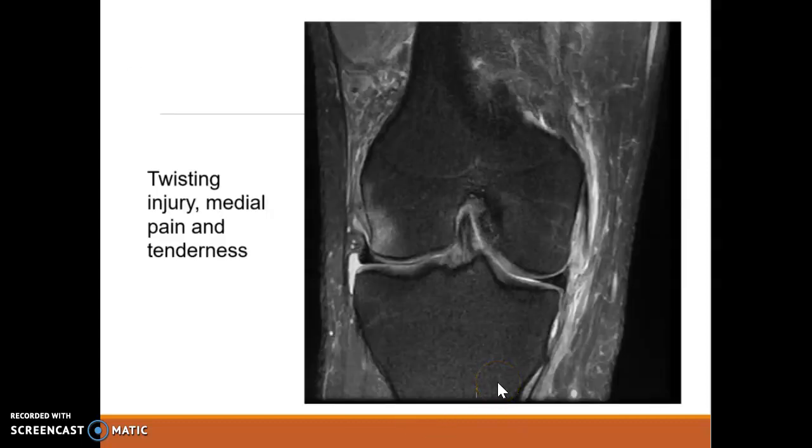Looking at this one, we've got a history of twisting injury, medial joint pain and tenderness. So with this one, think medial and lateral aspect. What can you see within this knee? Have a go at identifying the medial and lateral aspect of the knee itself. And what do you think is going on pathologically here? What do you think the pathology is within the knee itself based on what you can see? The answer is in the notes underneath if you wanted to have a look.